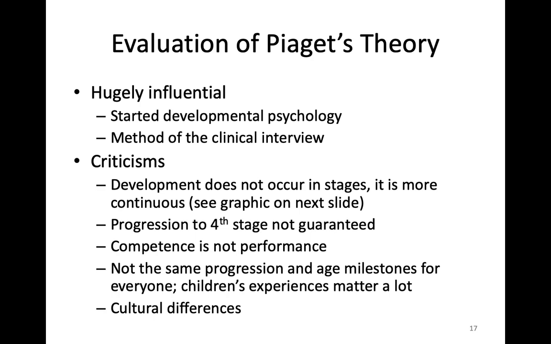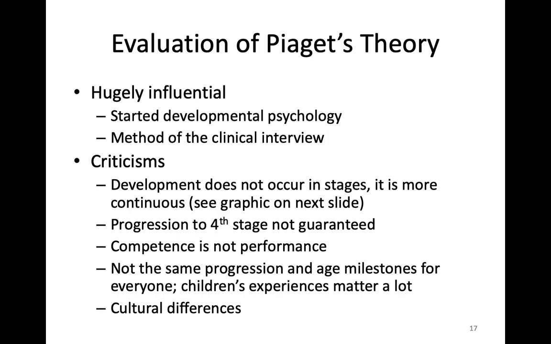Another criticism is that competence is not performance. So let me explain. Piaget measured ability by giving children these tasks and these problems to solve, and then he made conclusions about whether children have the ability by how they perform on the task. Well, how you perform on a task is not exactly the same as having the ability. So for instance, let's go back to the object permanence idea, this idea that the object continues to exist even though you can't see it.